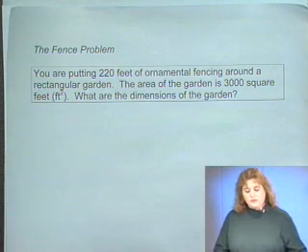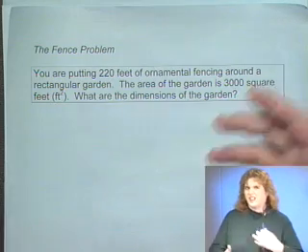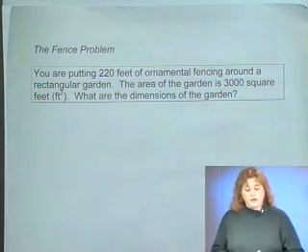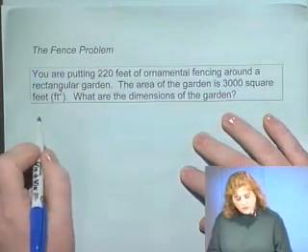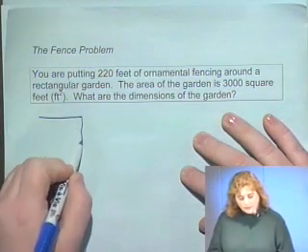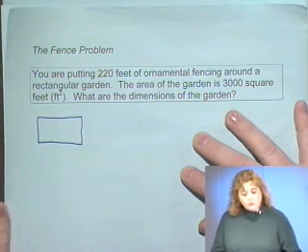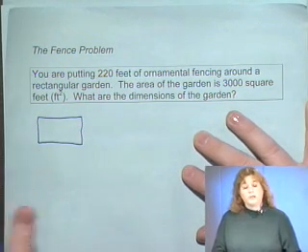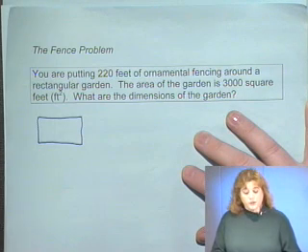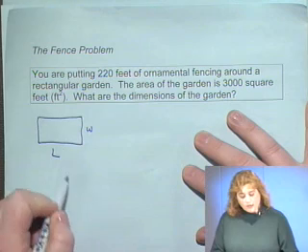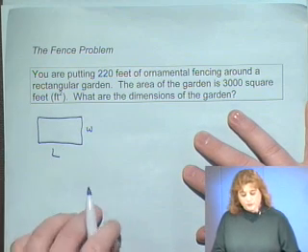Well, anytime we see the word rectangular and start hearing about feet of fencing, we want to draw a picture so that we can figure out what's going on. So let's just draw our garden here with my high quality rectangle. And what do we know about this? Well, we don't know the width and we don't know the length. So I'm going to label one side W for width and one side L for length.